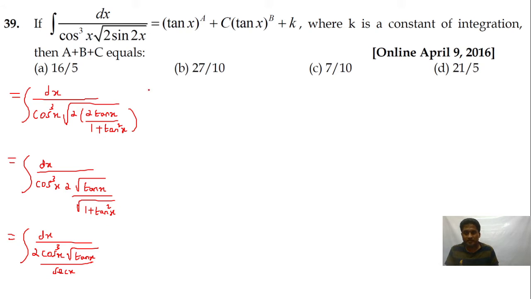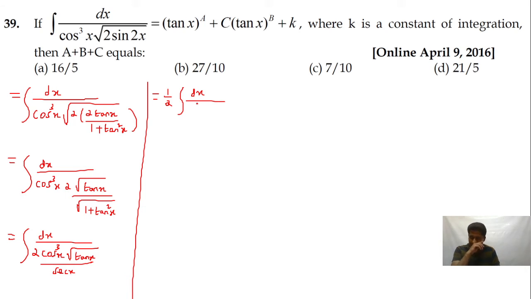So this can be written as 1 by 2, which is a constant, integration of dx upon 1 by cos, which is 1 by sec, which is cos, right? So this becomes cos power 4x, and root of tan x. So this is not going to help me out. You can't integrate like that. 1 by cos is equal to sec, so this is sec to the power of 4x upon root of tan x.